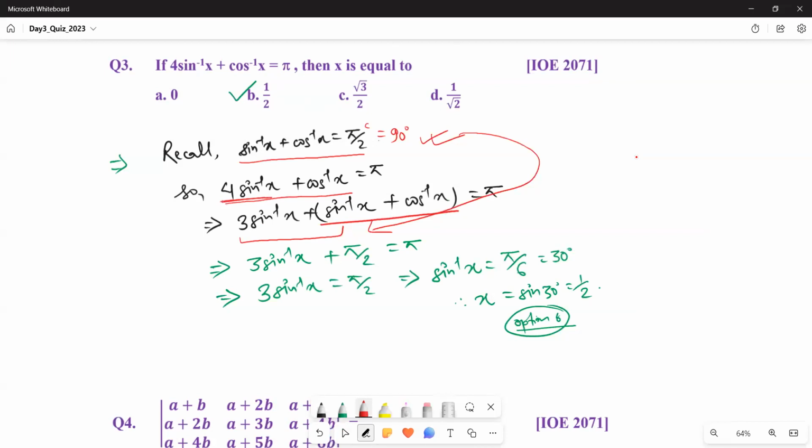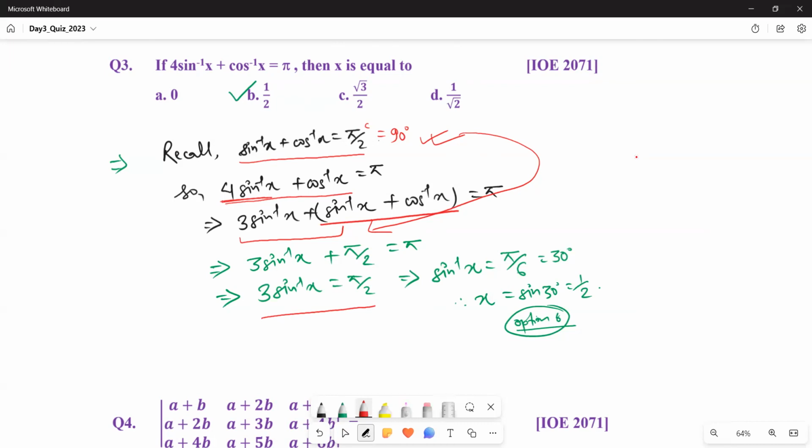Now when you transpose this pi by 2 to the right, it will get subtracted from pi, and then we'll have what? 3 sine inverse x is equal to pi by 2. And then you divide by 3, what you will get? Sine inverse x equal to pi by 6.